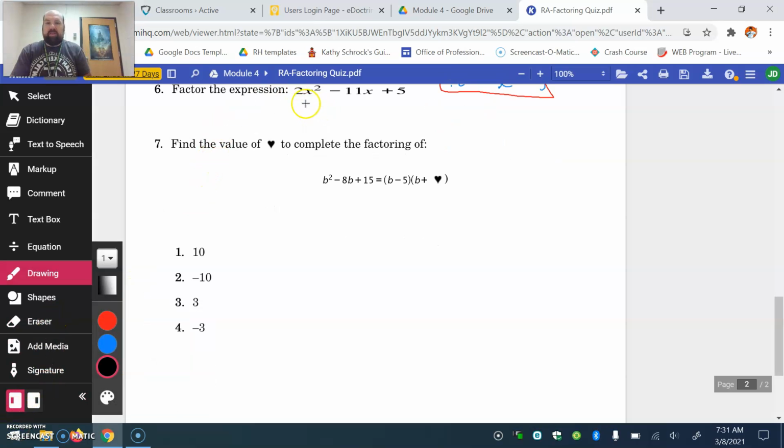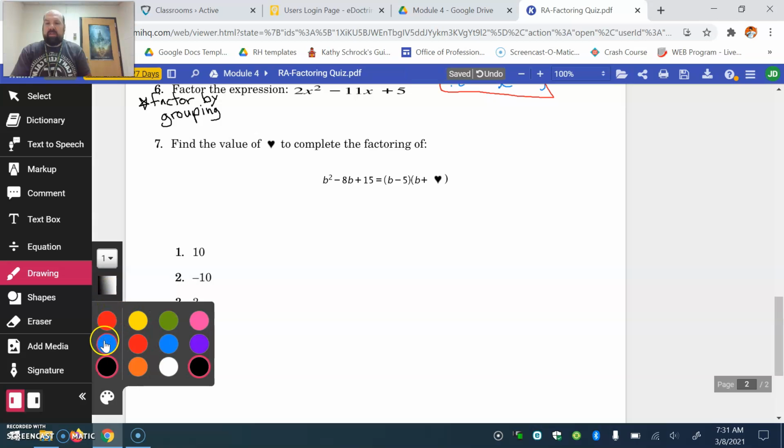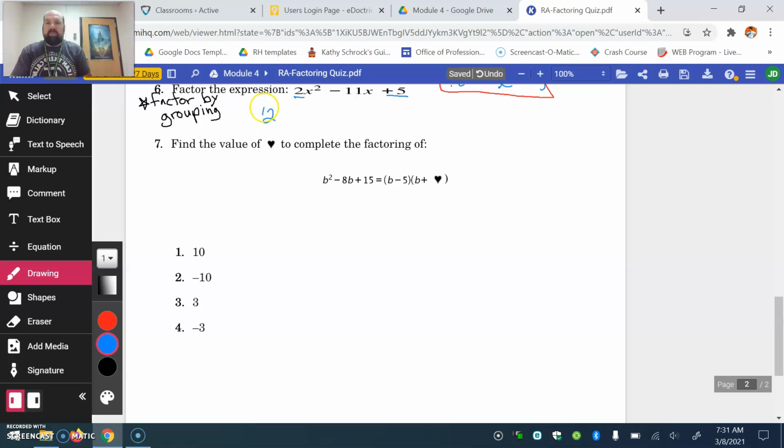Okay, number 6, factor the expression 2x squared minus 11x plus 5. This is a factor by grouping problem. So you need to follow those steps. First thing, you are going to multiply the first number and the last term. Then you're going to get an answer. And whatever that is, you have to use that and this to come up with your middle 2 terms.